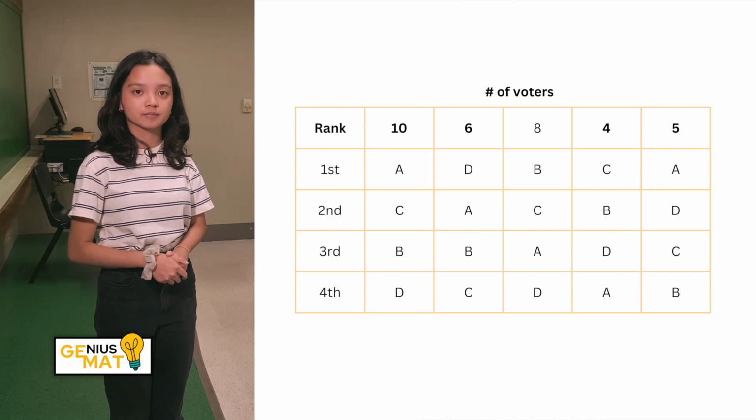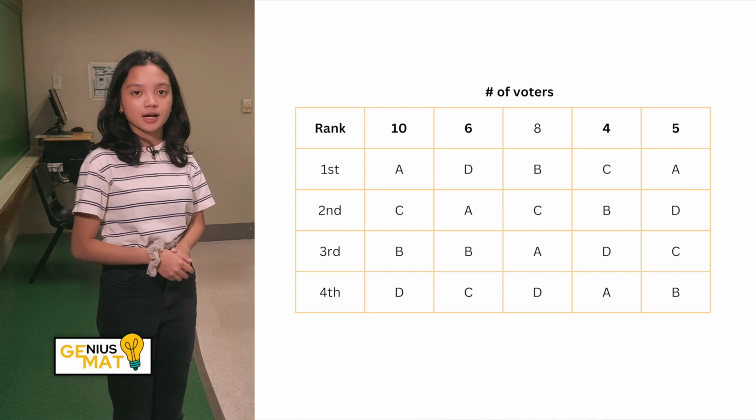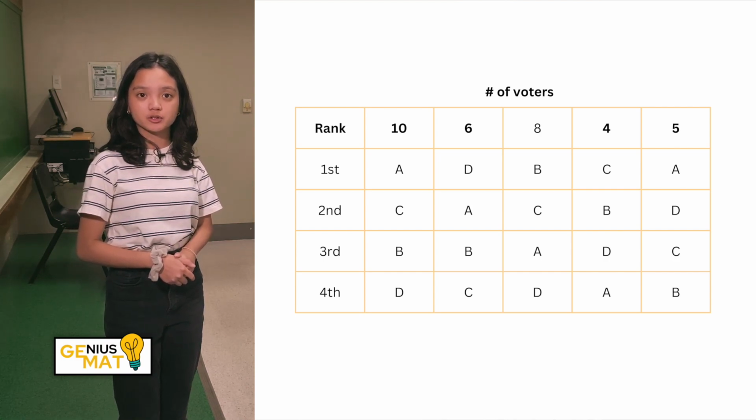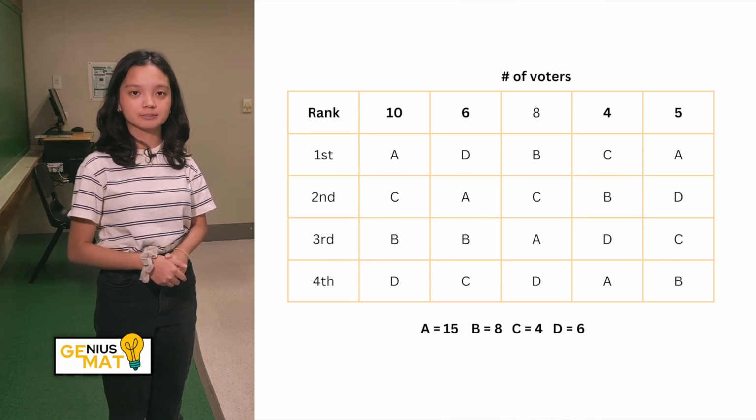Now let's move on to the next, which is the Hare system. Did you know that the Hare system is also known as the single transferable vote? Now, to understand this further, I'm going to show you how to do it. To execute this method, we will first compute their first place votes.